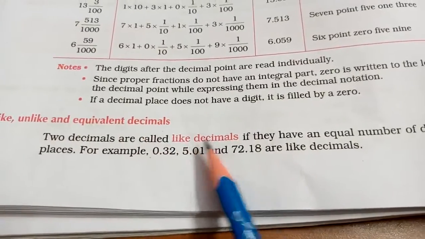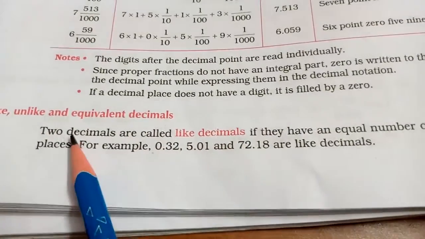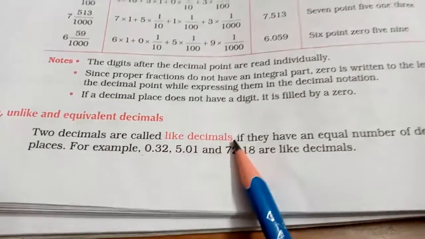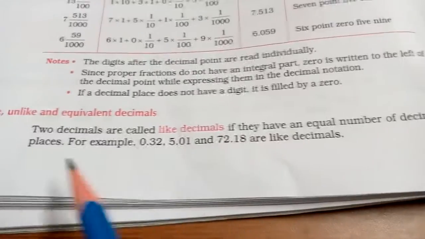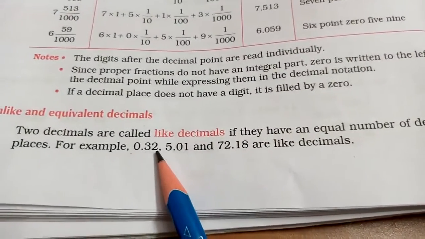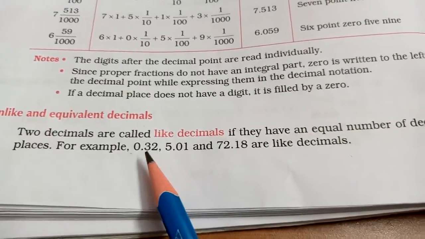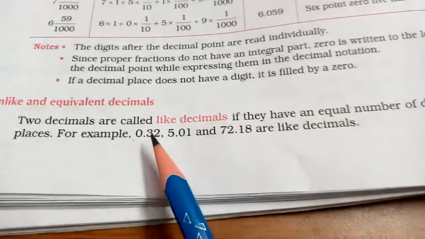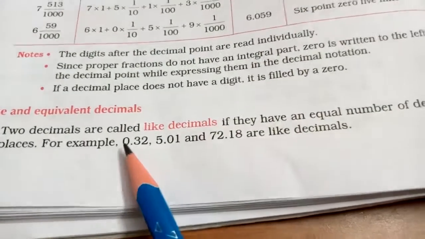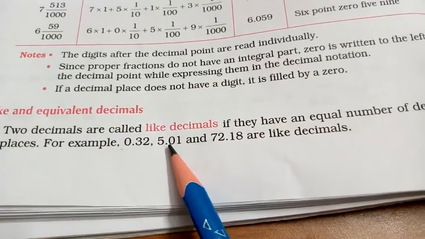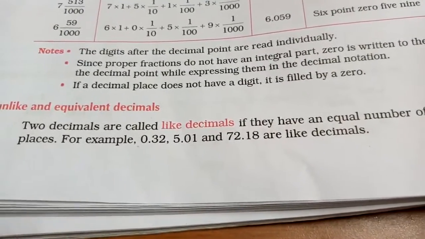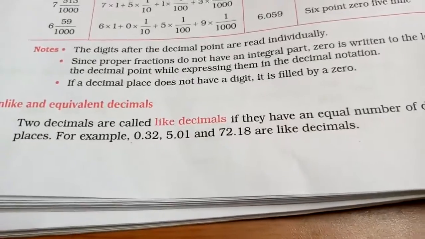So what is the meaning of like decimals? You are going to compare two decimals. That is, two decimals are called like decimals if they have equal number of decimal places. That is, after decimal point, you are going to count the number of digits. I am not talking about before decimal point. After decimal point, if you check, you are having two digits, that is 0.32, 5.01 and 72.18 are called like decimals.